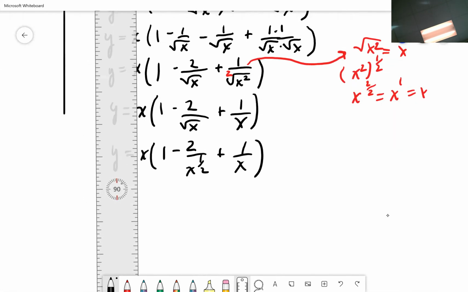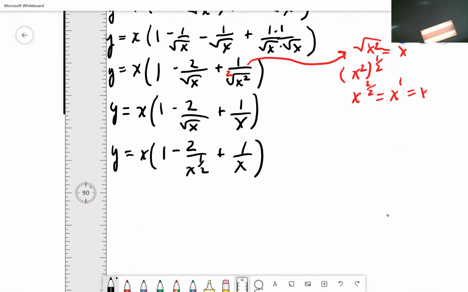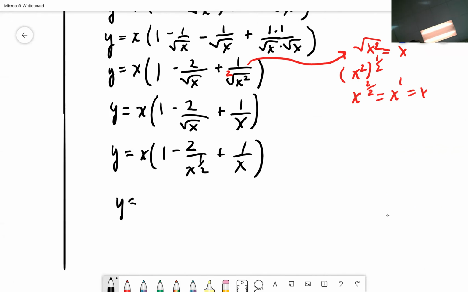And let me at least put the little ruler here. And then you have, okay, well, that's x minus 2x over x to the half plus x over x. And then, of course, nobody says anything because, who cares? So we do that.